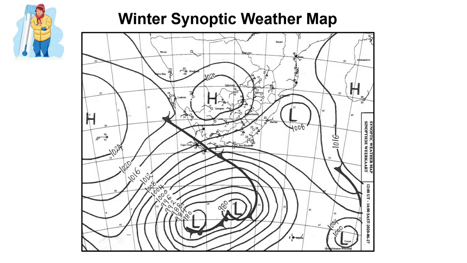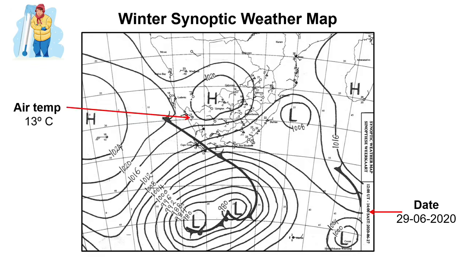So let's look at the winter synoptic weather map in detail. I can look at the date. The date that was written there is the 29th of the 6th month, 2020, and I know that June is winter in South Africa. So the date is my first indicator that this is a winter synoptic weather map.